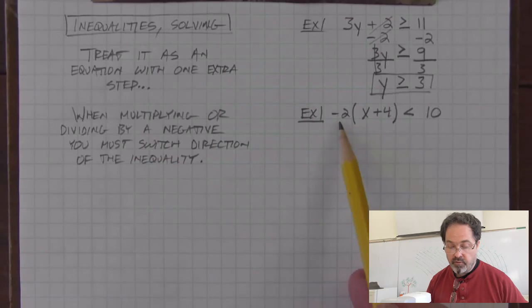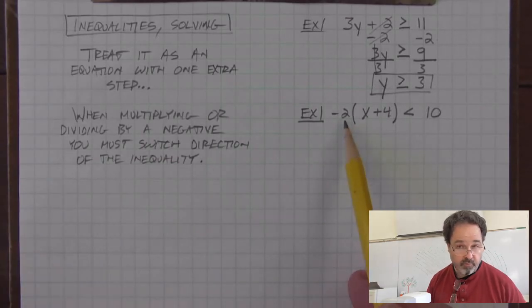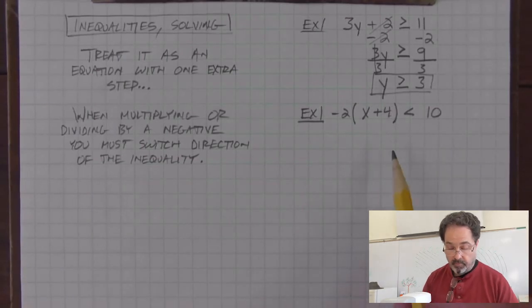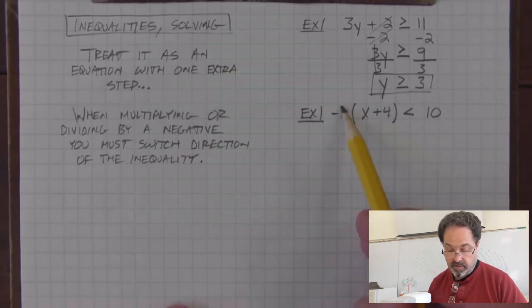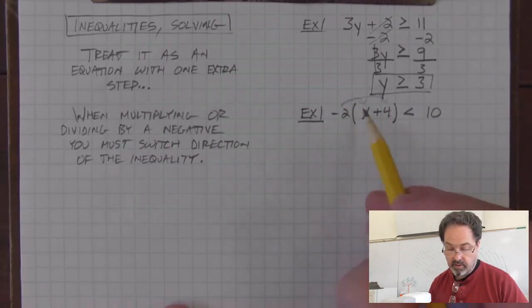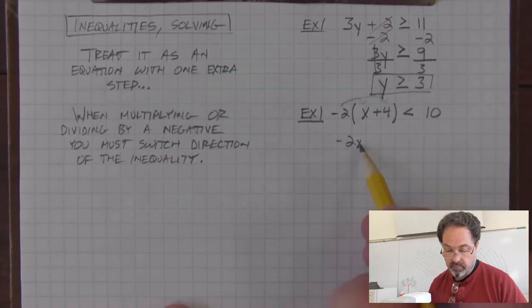I could undo this multiplying by negative 2 first, or I could distribute first. I'm going to choose to distribute. This negative 2 is going to multiply the x and the 4. When I do, negative 2 times x is negative 2x. Negative 2 times positive 4 is negative 8. And this is still less than 10.